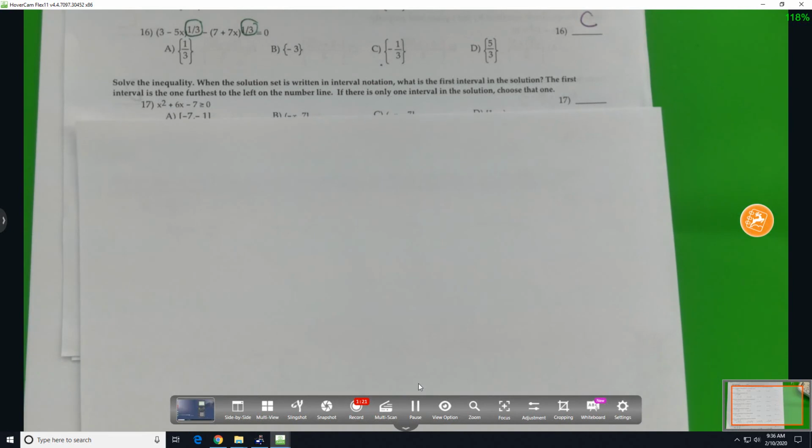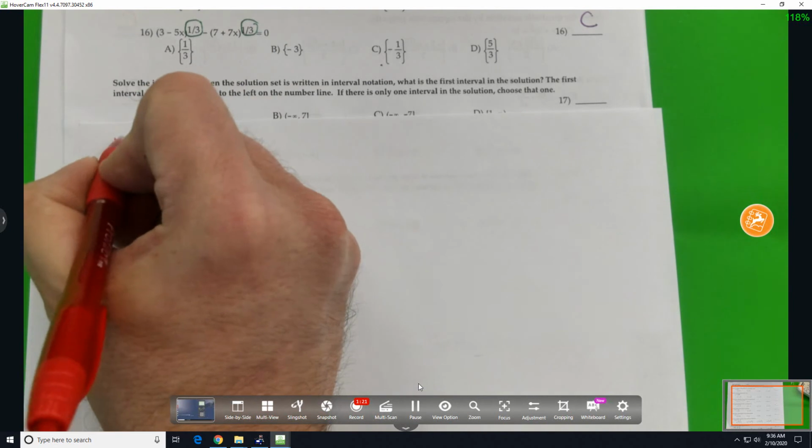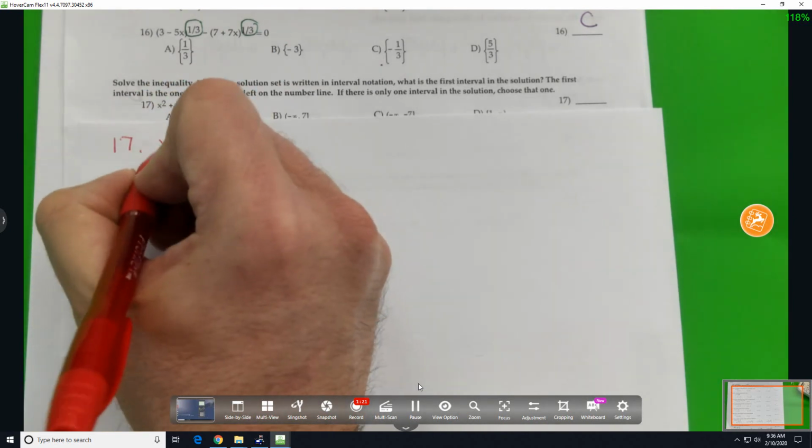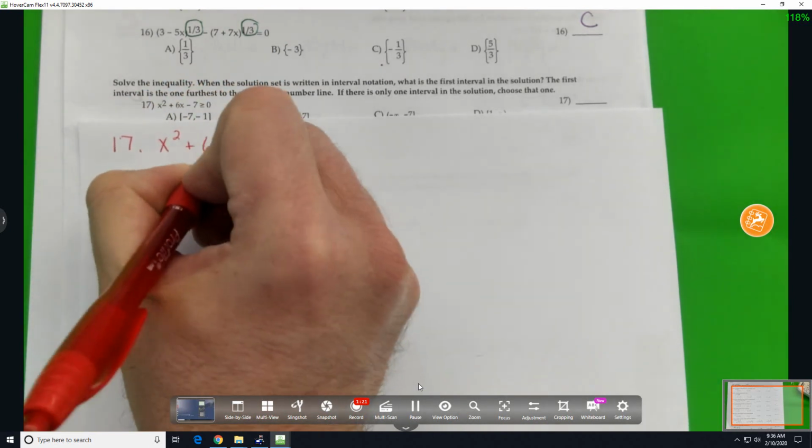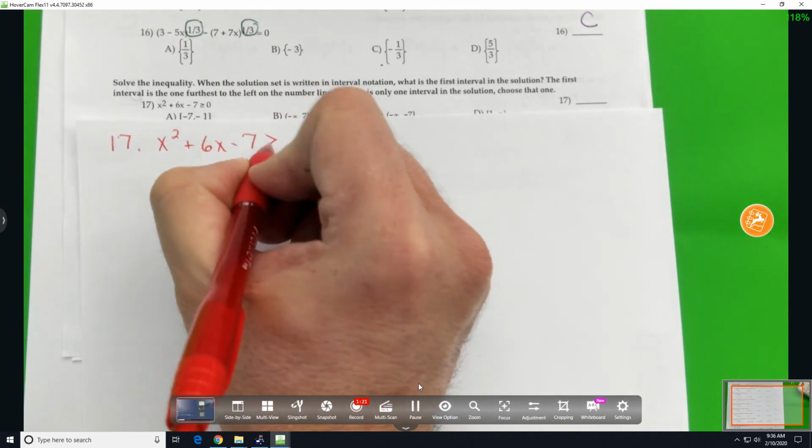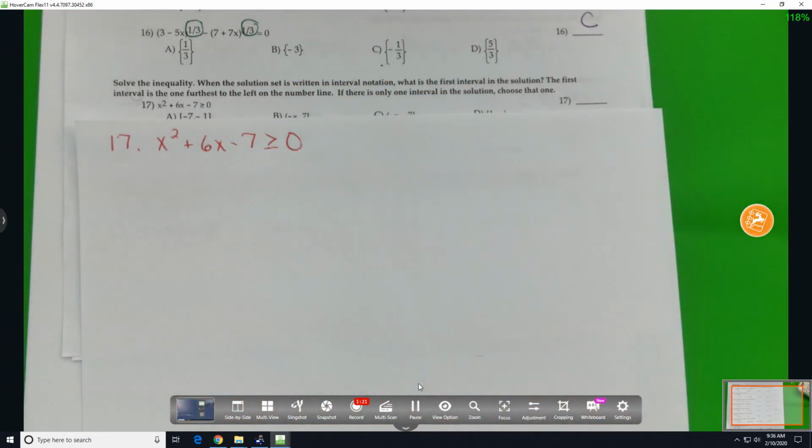So, they're there, starting with 87 on the playlist. Problem 17. X squared plus 6x minus 7 greater than or equal to 0. If there's a less than or a greater than in it, that's when you start. Okay, solution cut points, denominator cut points, draw the number line. Y'all remember that sequence of steps?